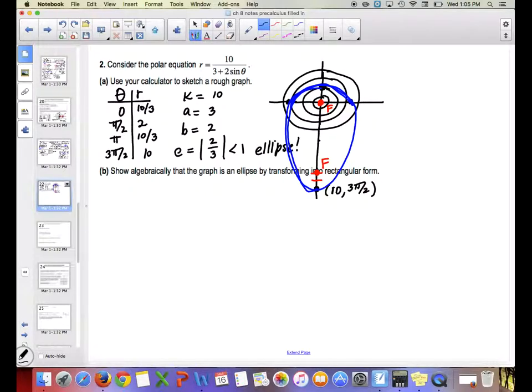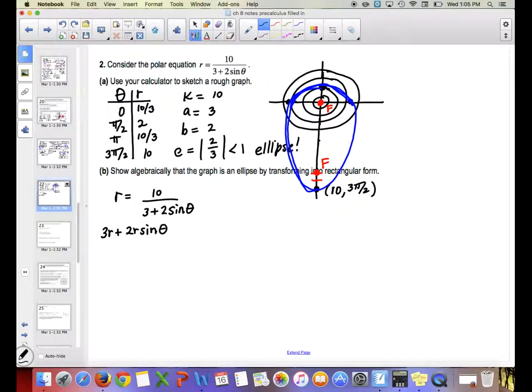All right, so show algebraically that the graph is an ellipse by transforming into rectangular form. This is the hardest part of the homework. It involves completing the square, which you guys did last year. We are mathematically mature enough to do this. Can you handle it? You're like, no. It means that you have had enough math in your time here to be able to handle this.